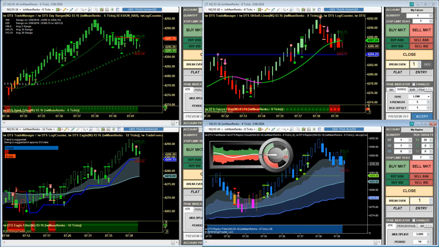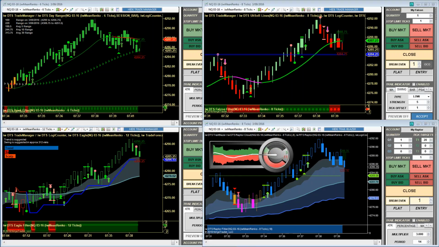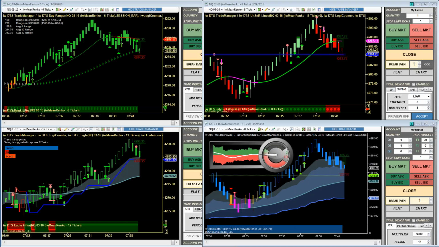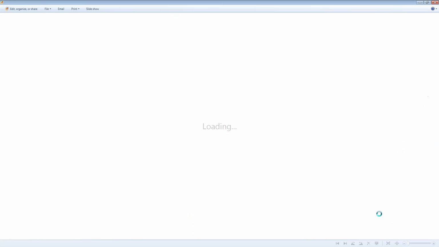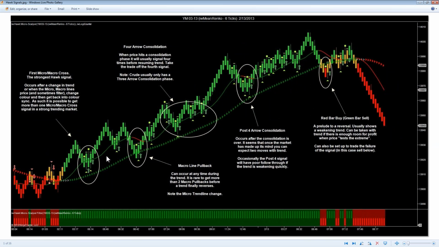Juan is asking, what are the high probability signals? Okay, bear with me here just a moment. We have what we call the cheat sheet. So if you're trading the Hawk, for instance, these are the high probability signals that we focus on with the Hawk. You see there's only 5 of them. The first micro-macro cross, perhaps the highest probability signal. The macro pullback signal. The 4-arrow consolidation signal. The post 4-arrow consolidation signal, which also coincidentally happened to be a macro pullback. And the red bar buy or the green bar sell, which would occur in a downtrend.